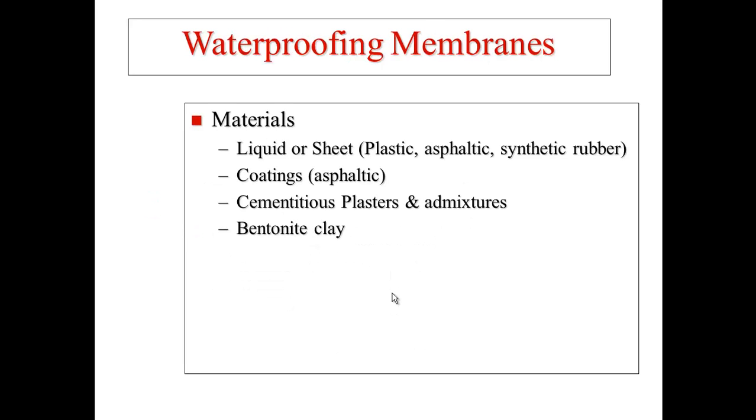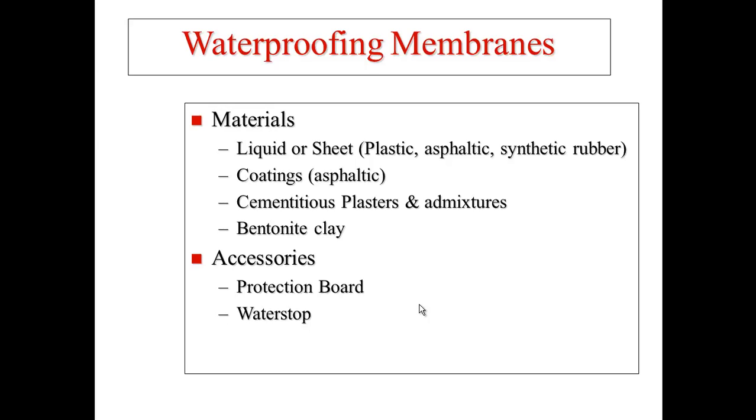Waterproof membranes can be just plastic sheets, asphalt coatings, cement plasters or admixtures, or bentonite clay, and these can all be sprayed on the outside of a foundation wall to keep water out. Accessories are a protection board, which could be just a drainage fabric on the outside, and a water stop.